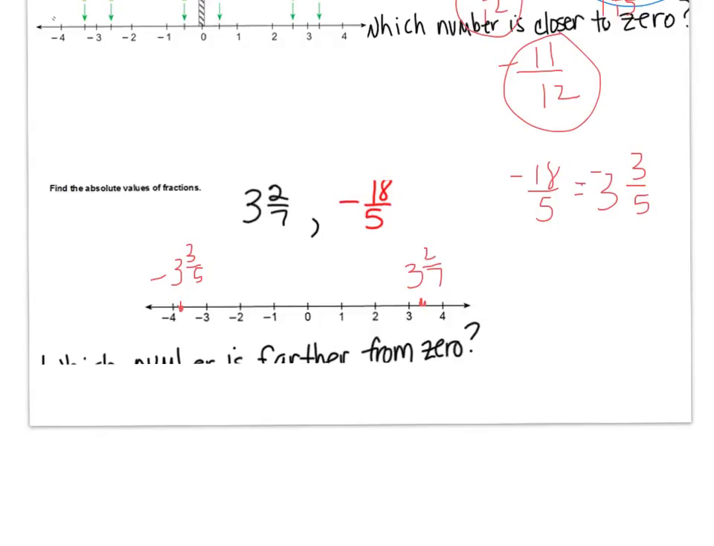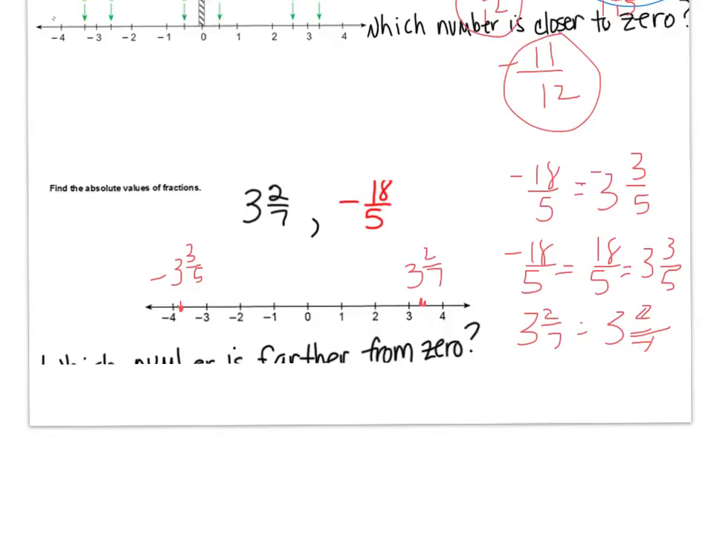Okay, and so now for absolute value is the distance from 0. So negative 18/5 is 18/5, or we just said 3 and 3/5 spaces from 0. And 3 and 2/7 is 3 and 2/7 spaces from 0, because remember, absolute value is always a positive number.